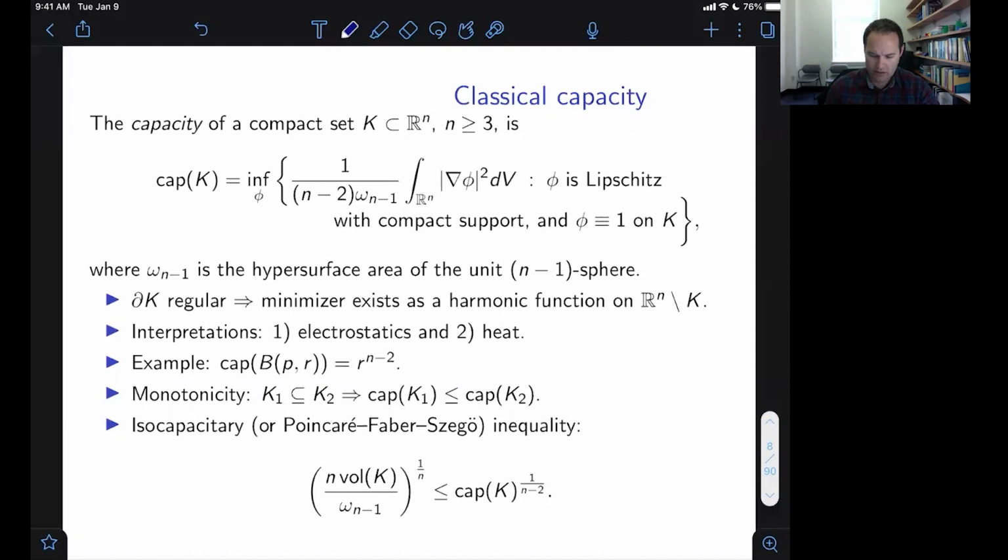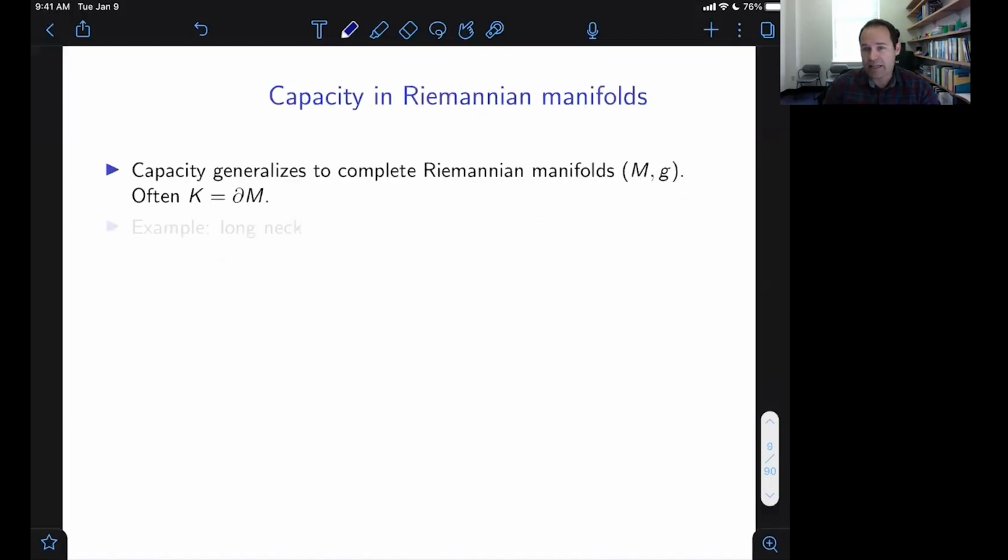The capacity generalizes readily to Riemannian manifolds. All you really need is the magnitude of the gradient. You need the volume form, so the same definition is in play. Often the set we're looking at is just the boundary of the manifold. Let me give a few examples just to give some intuition on capacity.